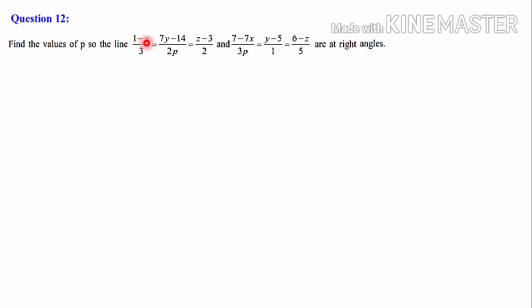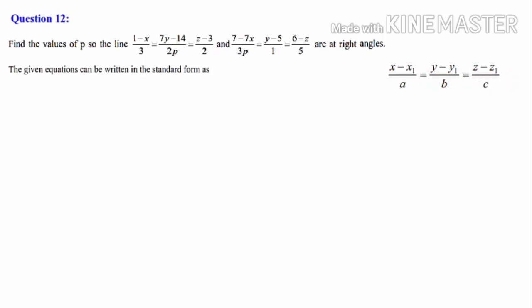This is x minus x1 by a, y minus y1 by b, z minus z1 by c, but they are not in standard form. So first of all, we have to bring these two equations in standard form. That means x minus x1 by a equal to y minus y1 by b equal to z minus z1 by c. Here this is the standard form of the equation, that is the point-parallel form: x minus x1 by a equal to y minus y1 by b equal to z minus z1 by c.